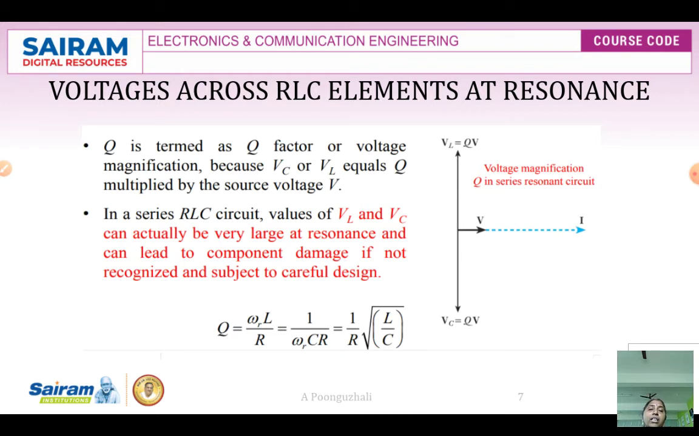Voltage across the inductance and capacitance is going to be very large at resonance, and it can lead to component damage if not recognized properly. And here Q is equivalent to omega_R L by R, or 1 by omega_R C R, or we can have it as 1 by R root of L by C. So the value of the voltage across the inductance and capacitance should be properly maintained. Otherwise it can damage the component.